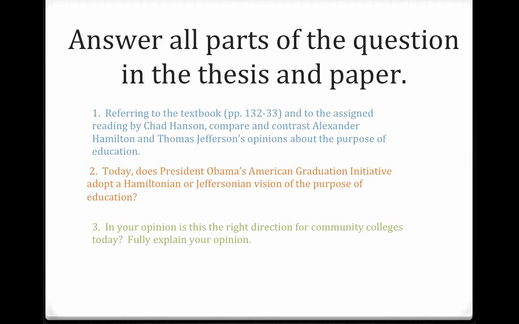And finally, the last piece of the question asks for your opinion about whether this is the right direction for community colleges. Now, you don't want to just do this in the conclusion because it's actually part of the question. So it should be in the body of the paper and provide some reasoning, some rationale for your opinion. And again, this also needs to be summarized in the thesis.